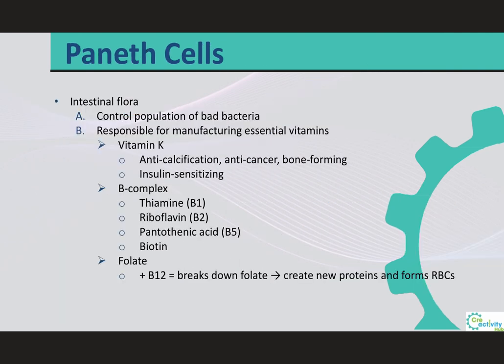The permanent bacterial residents of the intestinal lumen are called the intestinal flora. They are important for two main reasons. One, they control the population of what we call the undesirable bacteria by basically creating this survival competition between the healthy gut flora and the invading bacteria, and most of the time the healthy gut flora wins.